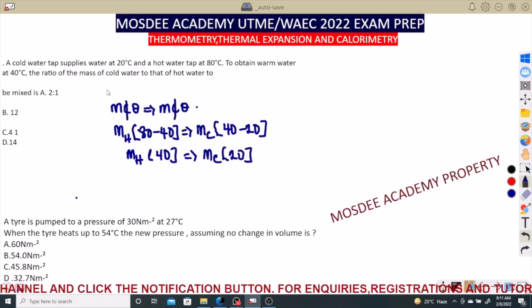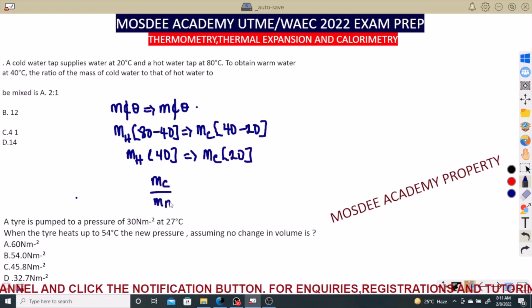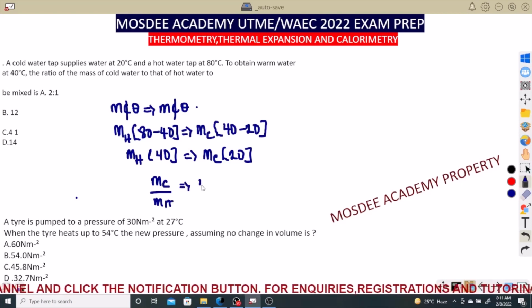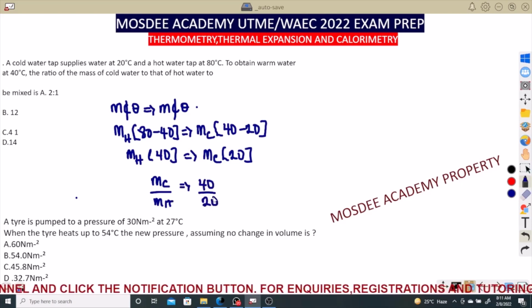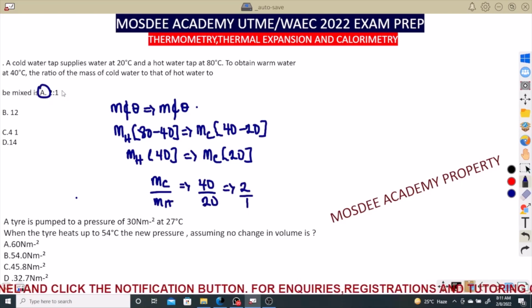So we are looking for mass of cold water to mass of hot water. That is MC over MH. And that will give us nothing but 40 over 20. And that is 2 over 1, which is 2 ratio 1. So that's the answer to that.